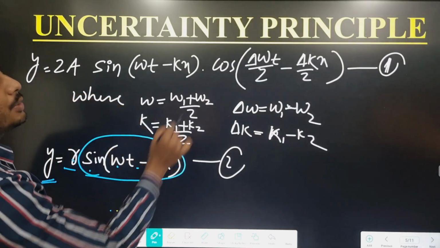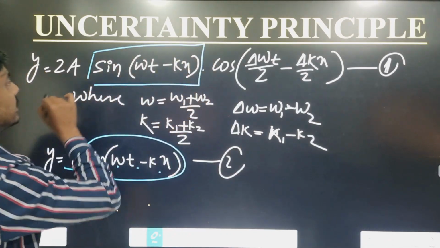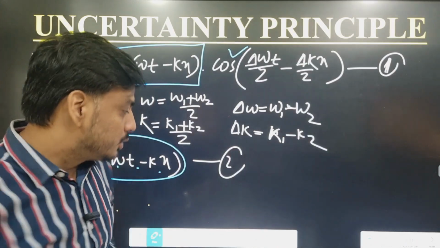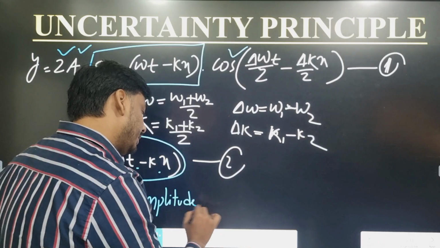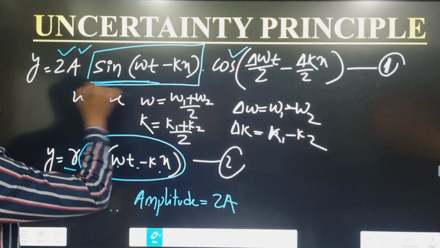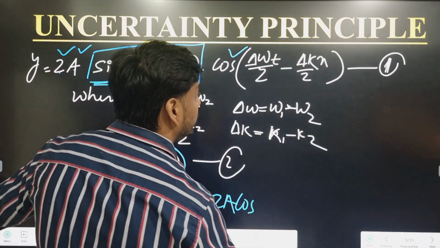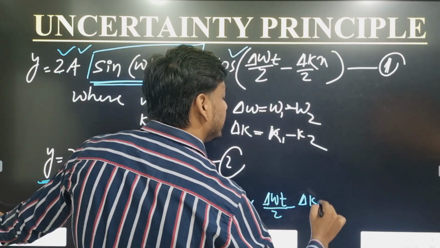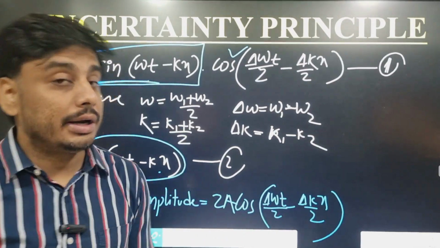If I compare equation number 1 and equation number 2, except sin omega t minus kx, whatever is present here is the amplitude of the wave. So the amplitude is 2a, except this term whatever is there, that is the amplitude: 2a into cos of delta omega t by 2 minus delta kx by 2. This is the amplitude of the resultant wave.